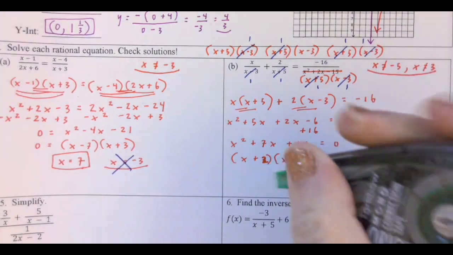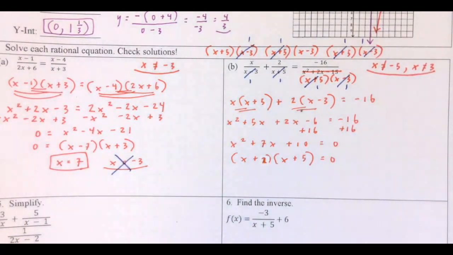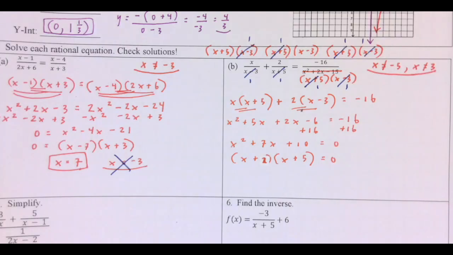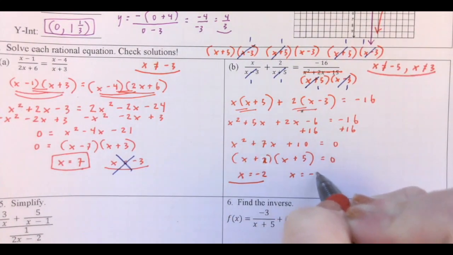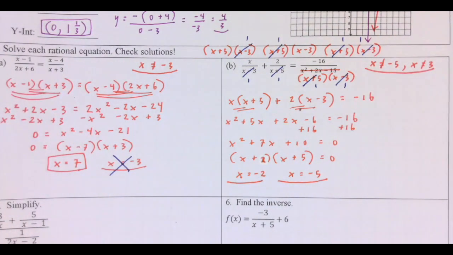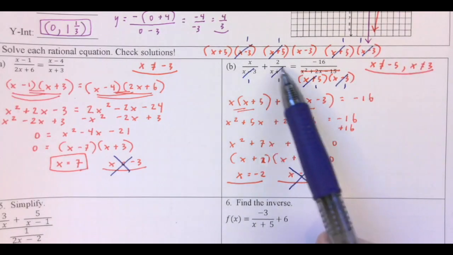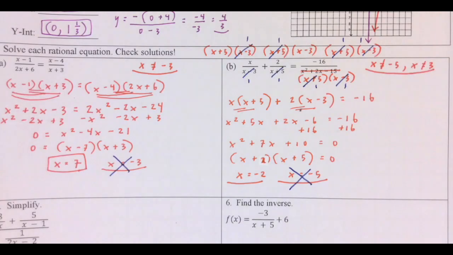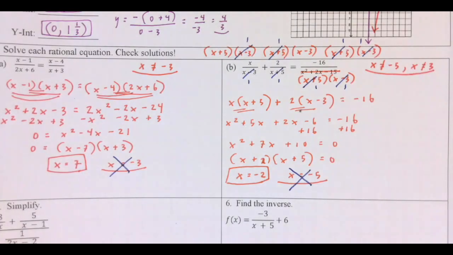Let me make that look nice and pretty, and then we're good. So x plus 2 times x plus 5 all equal to 0. When we solve, we get that x equals negative 2, x equals negative 5. When I look back at my domain restriction, I see, oh no, it can't be negative 5, because if I plugged that back in, that would make the bottom equal 0, and we know that would make it undefined. So my only solution that works here is x equals negative 2.